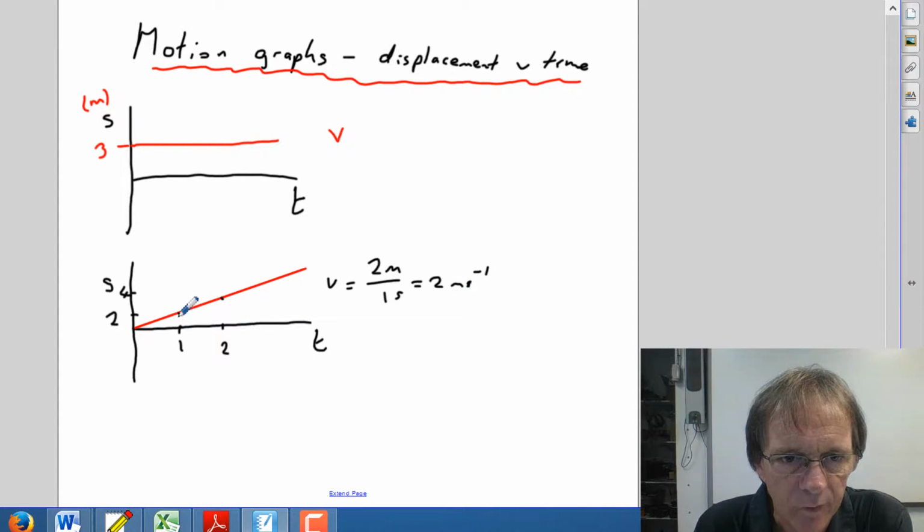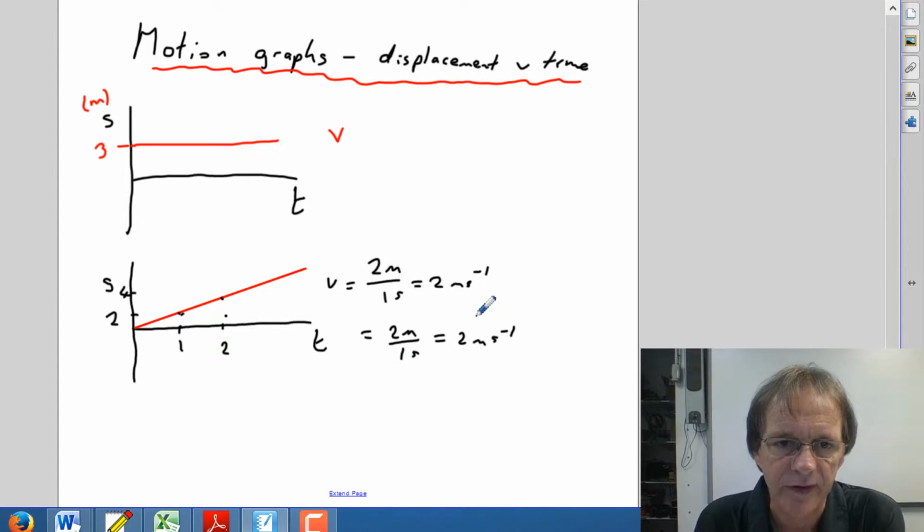And if you try the next second from 1 to 2, it's travelled from 2 to 4. So it's still travelled 2 meters because it's gone from 2 meters out to 4 meters. That's the change in position, the displacement. And it's travelled that in a 1 second period. So again, it's still 2 meters a second. So the velocity here has stayed the same.